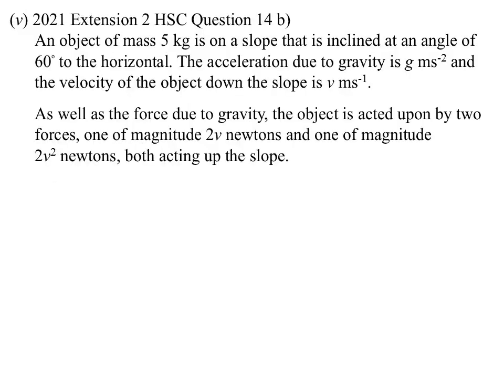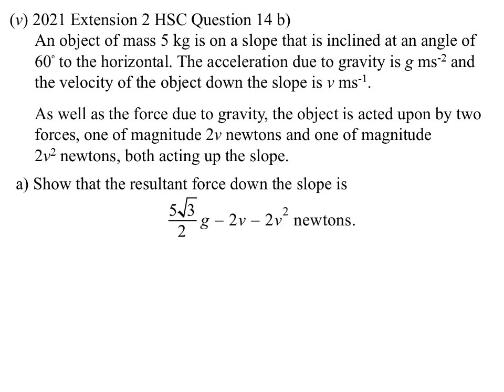2021. This time our mass is on a slope, inclined at 60 degrees. It's moving down the slope with a velocity of v. We also have our force due to gravity and 2 other forces, both acting up the slope. Show the resultant force is this expression.